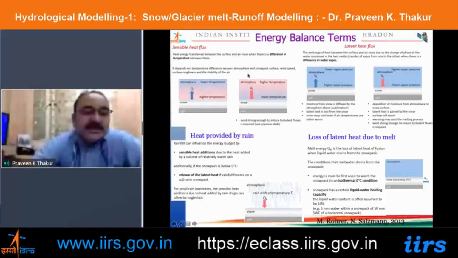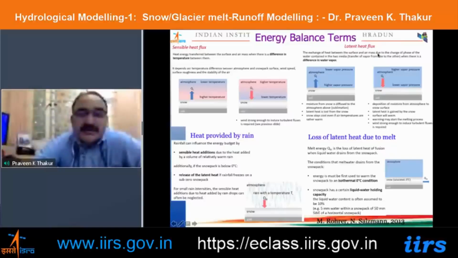Both these sensible heat flux and latent heat flux are known as the turbulent fluxes. Why are they called turbulent fluxes? Because the exchange of heat is affected by what is happening in the environment just above the snow surface. If it is windy, with a lot of wind taking place, there will be a change in the energy transfer between these two. Otherwise, if it is calm, there will be a difference in the energy exchange.